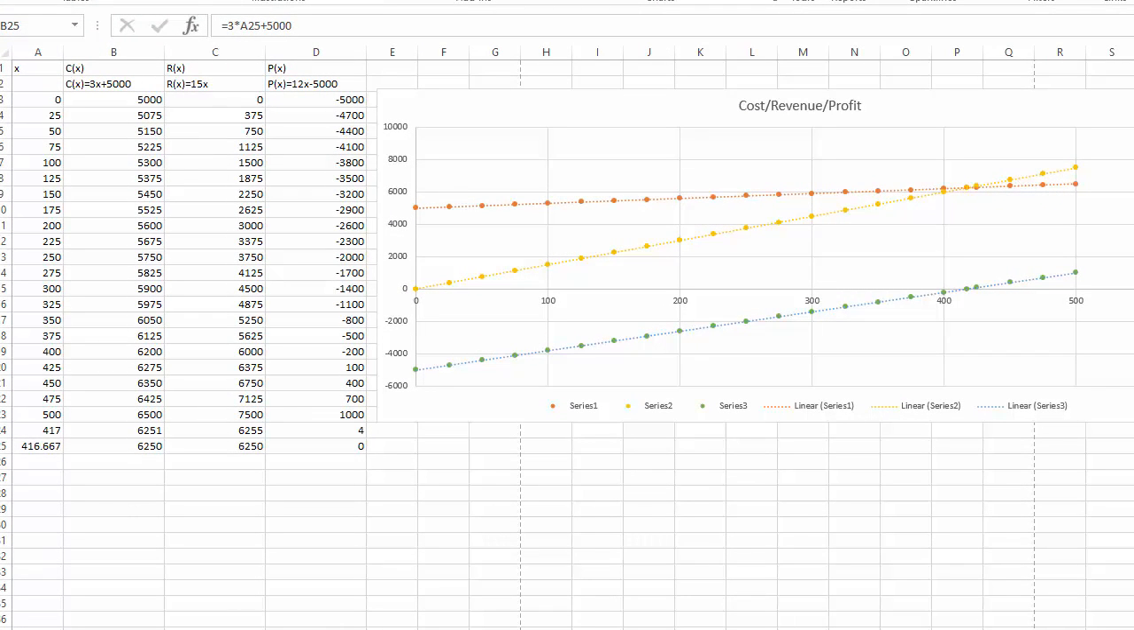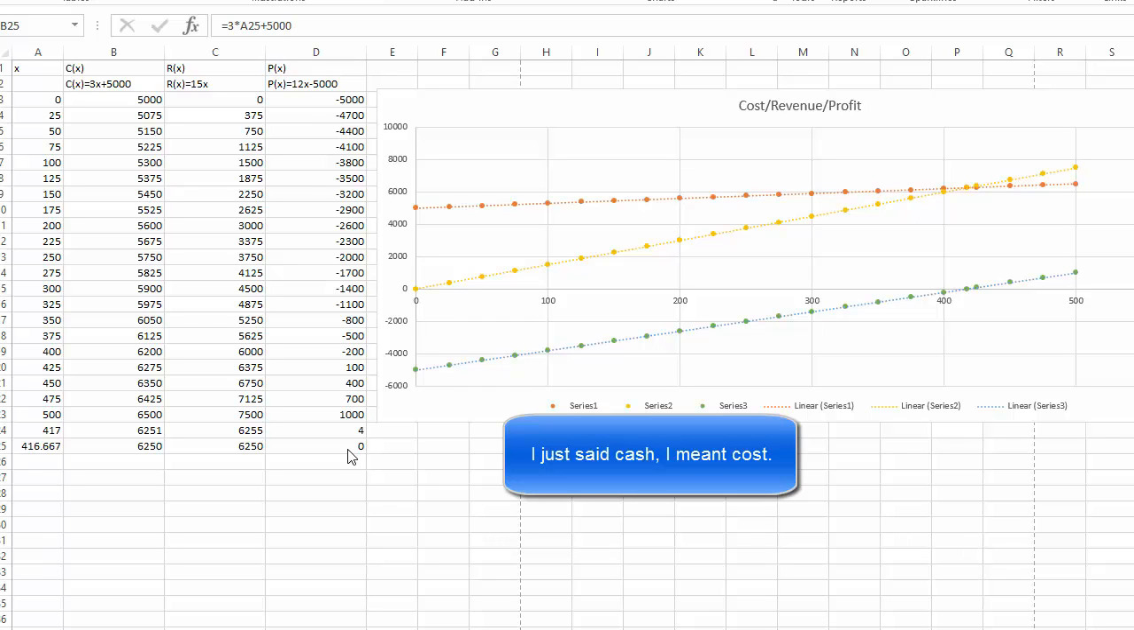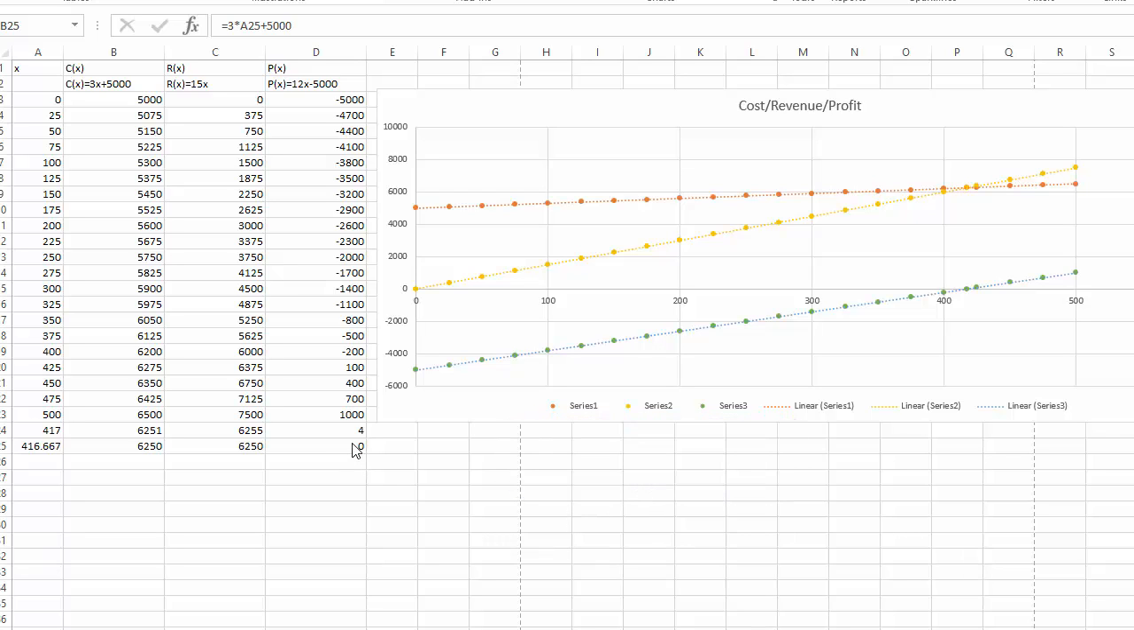So we have to make a certain amount of units in order for us to start seeing a positive profit, which is right around here. Notice that that happens right about at this line. Okay. I took the liberty of calculating the break-even point, which comes up to 416.66667 repeating, which gives me a cost of $6,250 and a revenue of $6,250 with a profit of zero. However, I can't make a 0.66th of a unit, so I have to round up and make 417 units, which will give me $6,251 in cost and $6,255 in revenue with a profit of $4.